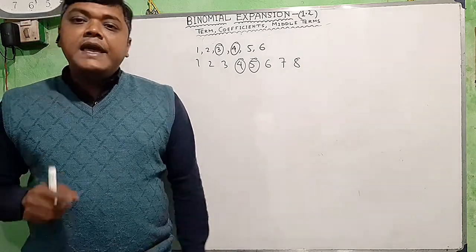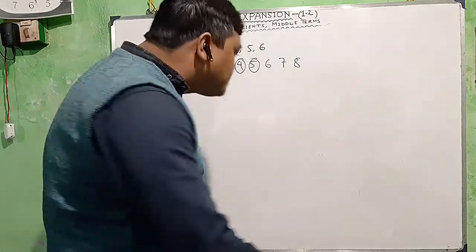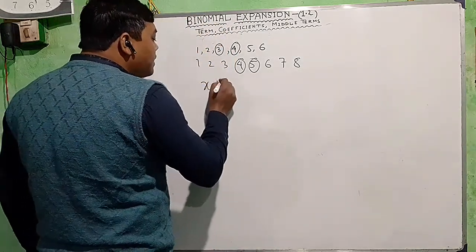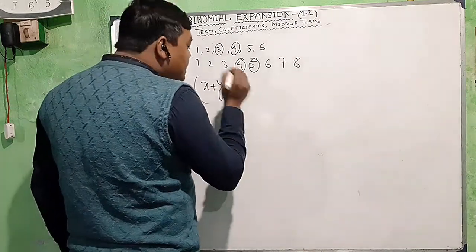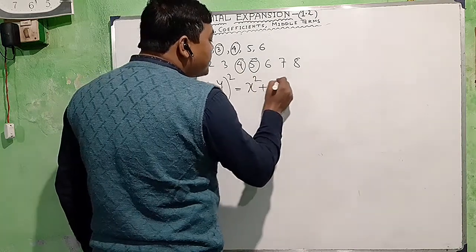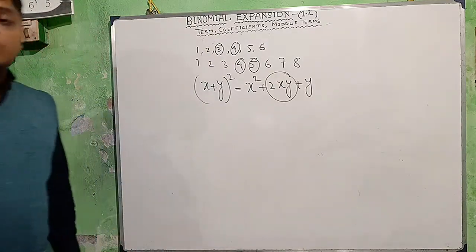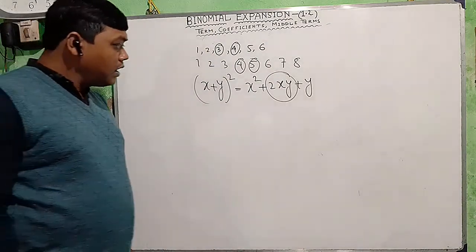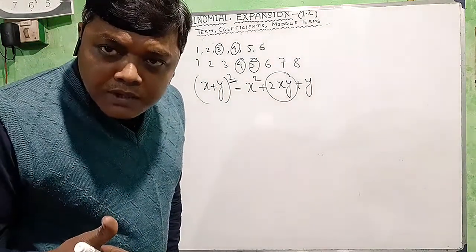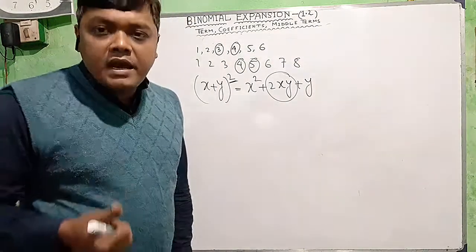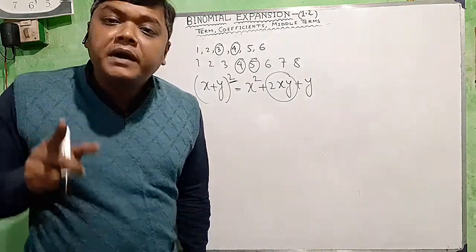So if n is even, for example, (x + y) whole square, that means n is even, you will get 3 terms: x square plus 2xy plus y square. So the middle term is 2xy. Am I right? So n equals 2 means n is even, then you will get an odd number of terms. So you will get a unique middle term.